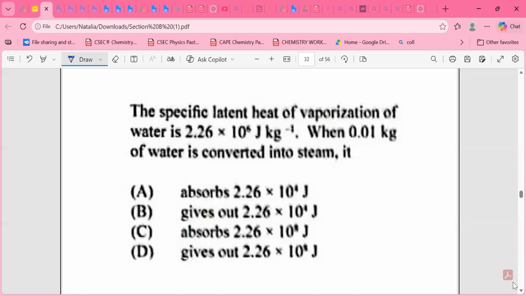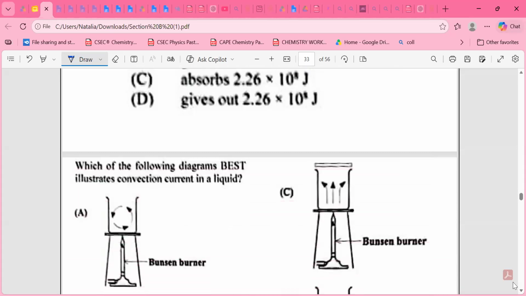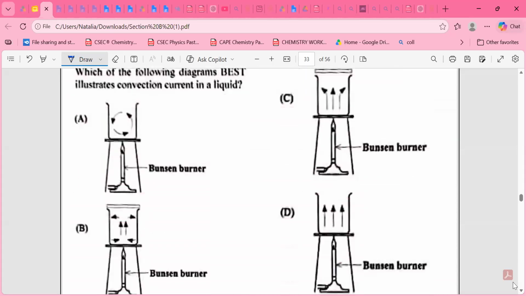A. What's the answer? The following diagrams best illustrate a convection current in a liquid. Wherever the liquid is heated, water will rise from there. So the water is not rising from there. So the answer is B. So we're seeing water rising from B, creating a convection current. No convection current is at C and D.